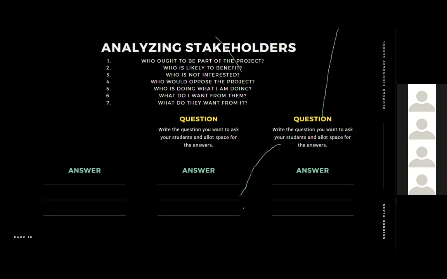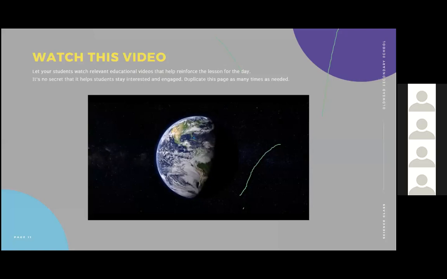Who ought to be part of the project? Who is likely to benefit? Who is not interested? In my case, some spouses are not interested. Who would oppose your project? Who is doing what I am doing? What do I want from them? What do they want from it? So those are the questions that you want to ask yourself. And then write the questions down. Once you understand, you'll be able to map out your stakeholders. And then, of course, what do you need from them?